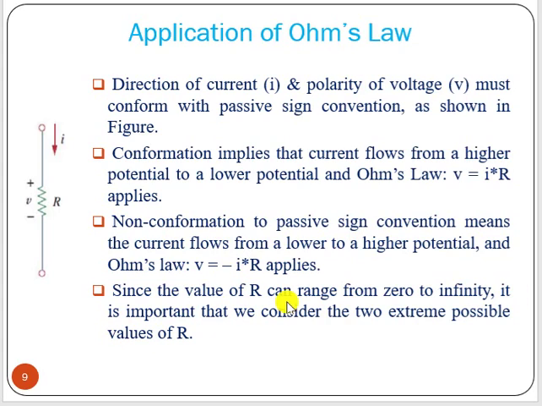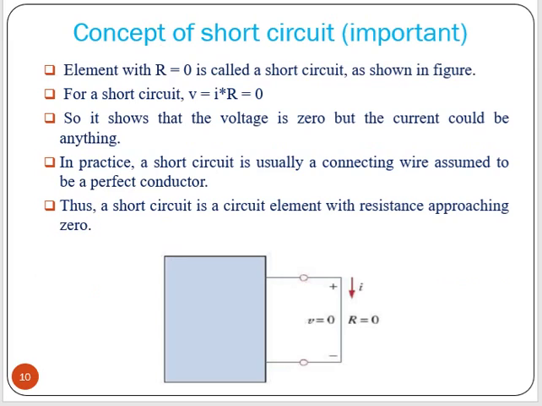Now since the value of R can be anywhere in the range from 0 to infinity, it is important that we consider the two extreme possible values of R. Here comes the concept of short circuit, which is a very important concept, and another is the concept of open circuit. Short circuit means what? Here we have, say, a linear bilateral network, and when R equals 0, it is called a short circuit.